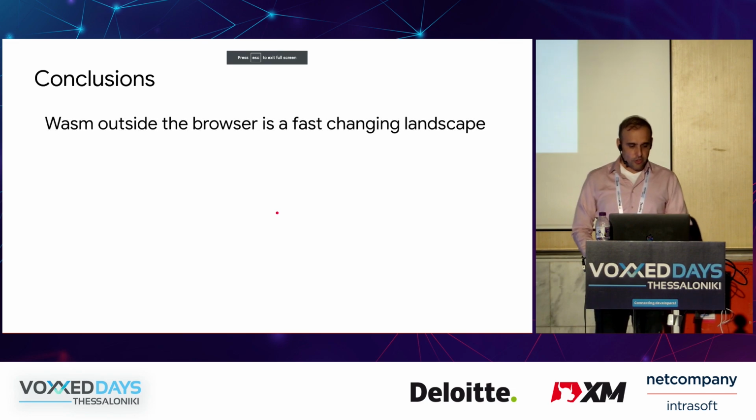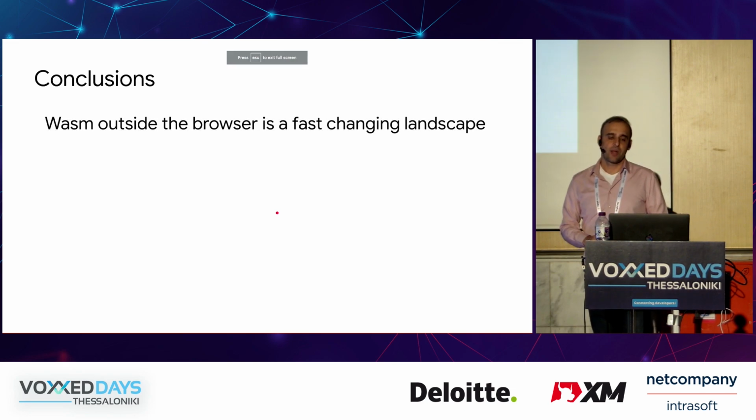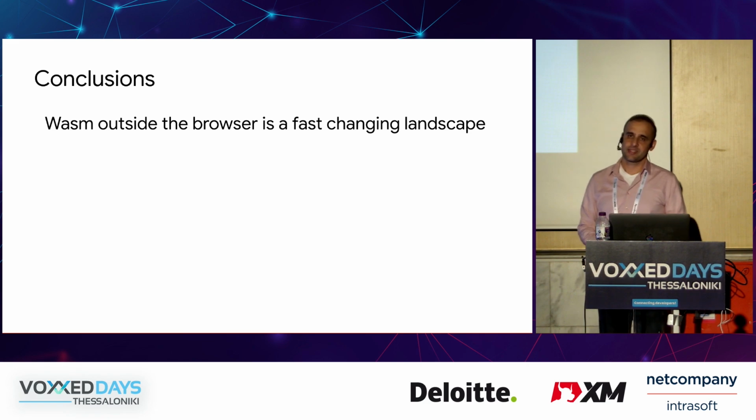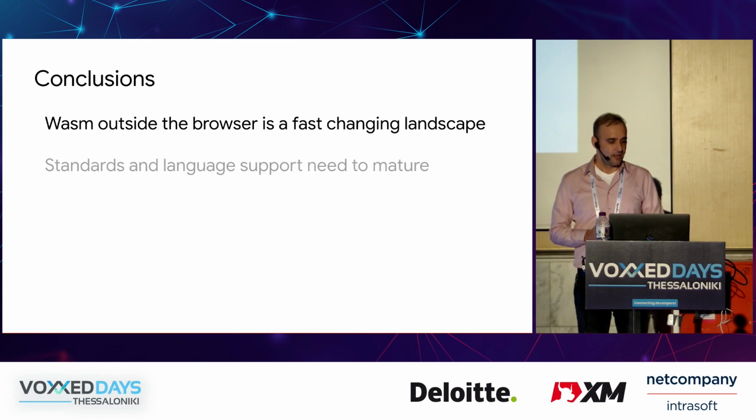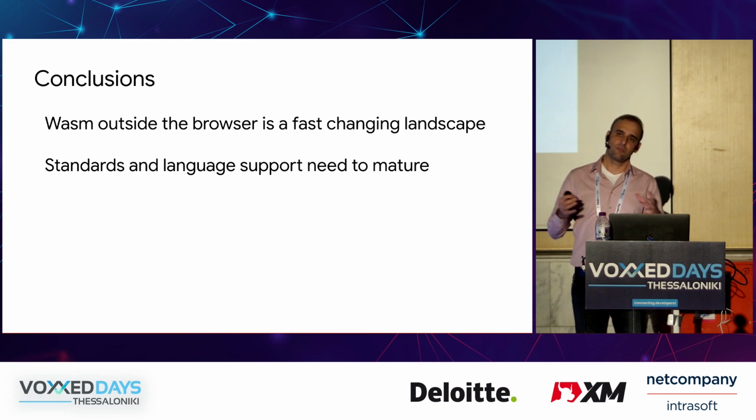All right, so conclusions. Wasm outside the browser, it's a very fast-changing landscape. Every time I look into it, there's something that changed, or something that used to work doesn't work, or something that didn't work now works. So we need to keep an eye on it. Standards and languages, they need to mature. So right now, it's not so easy to take your code and make it work. You need to really read a lot, or maybe make your language or your code a subset of what you need to do in order to get it working. So it's not there yet.